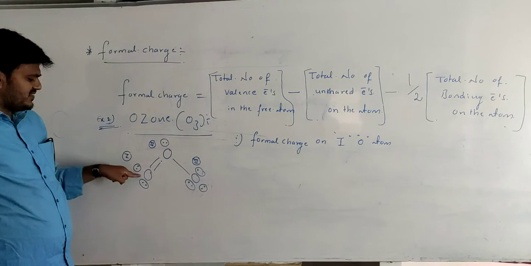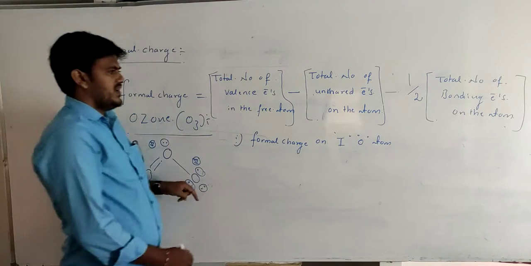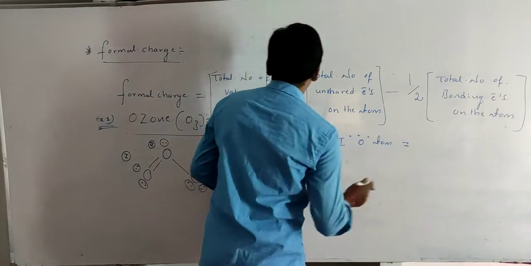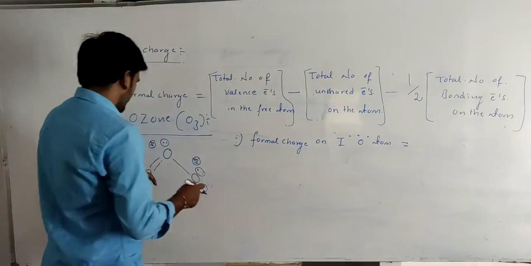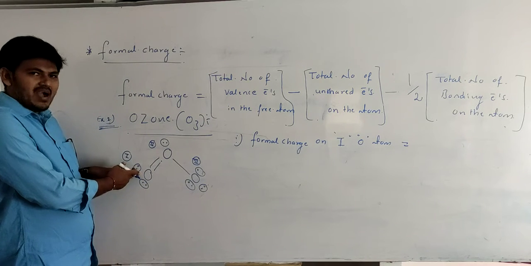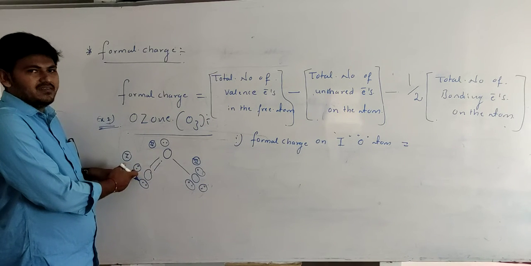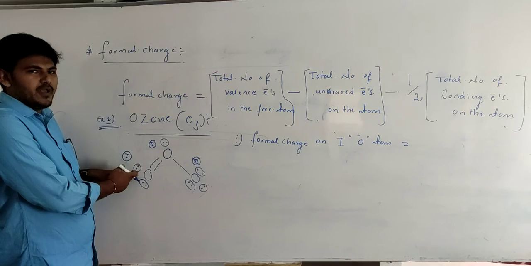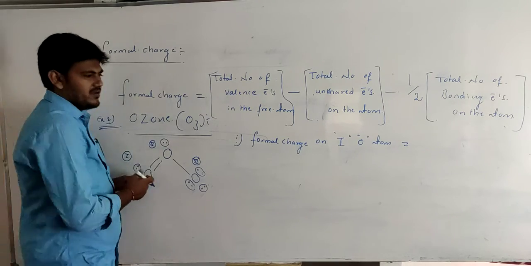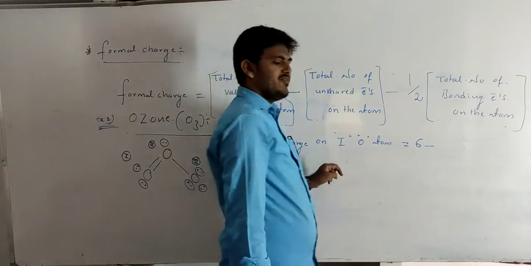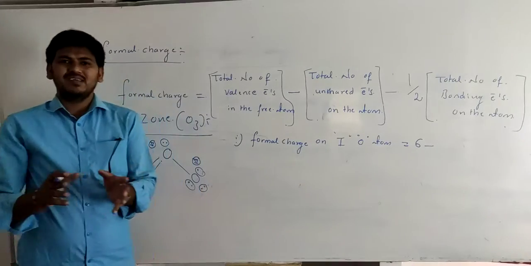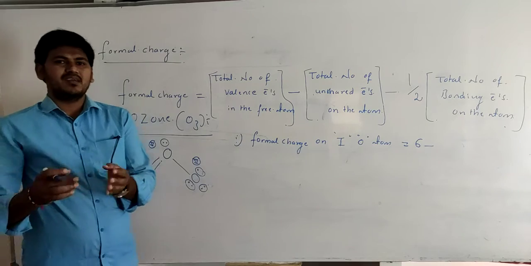This is the first oxygen atom. So very simple principle: total number of valence electrons in the free atom. The free atom is oxygen. Oxygen is a 6th group element: oxygen, sulfur, selenium, tellurium, polonium. So oxygen valence electrons are 6. Valence electrons are always equal to the group number.